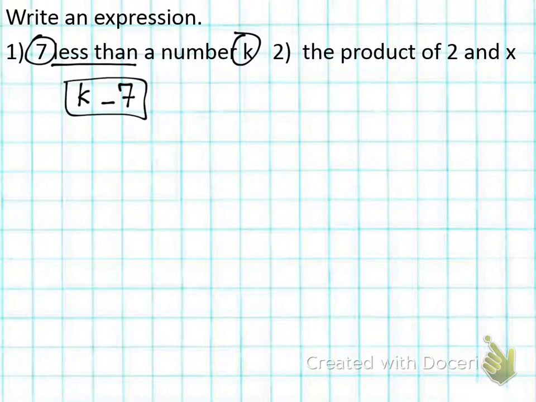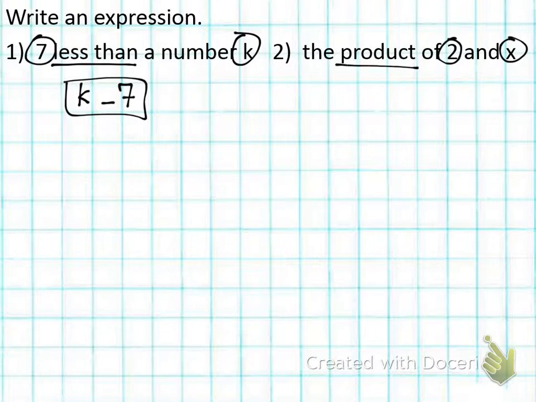So again, what did I do? Read that expression to myself. I identified any numbers, and then I identified keywords. Okay, watch me do number 2. The product of 2 and x. Okay, first thing I'm doing is finding any numbers or letters that would apply. So we got 2 and x here. Okay, and I'm looking for the keyword here, product.